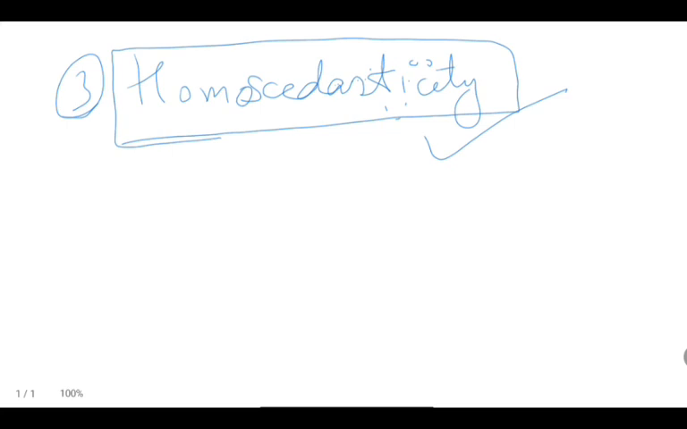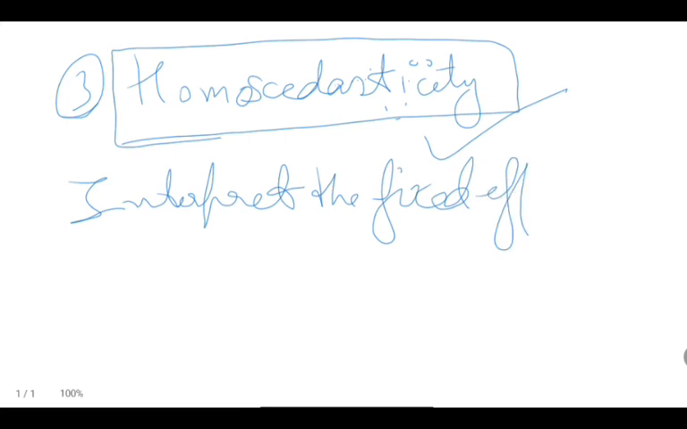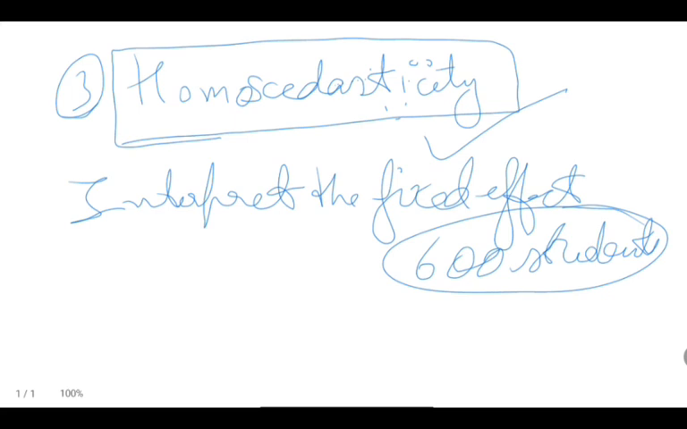So next step is we interpret the fixed effects. The fixed effects are the average effect of all the 600 students included in the study. So interpret the fixed effects first. We also call them global results, wherein we interpret the intercept and the slope.